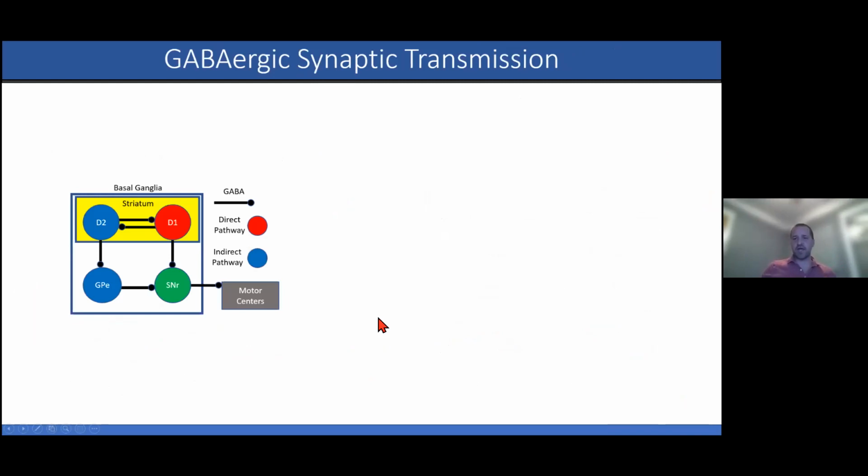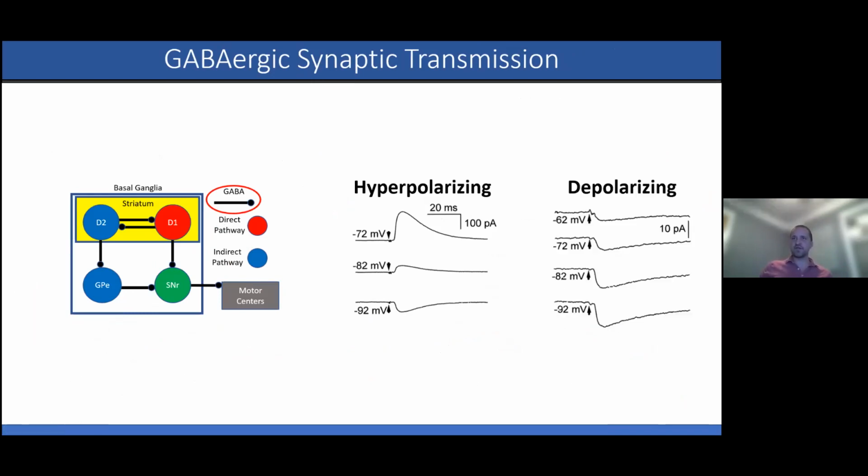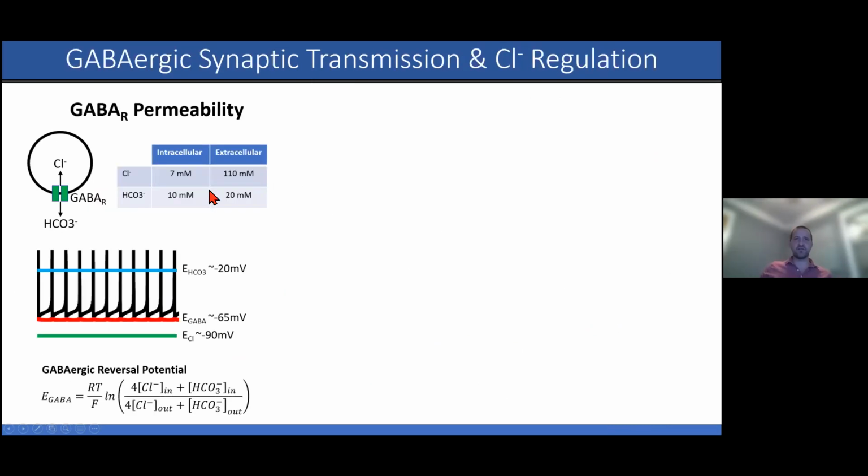All right, so what I didn't quite highlight yet is that these inputs into the SNR from the D1 or the direct pathway and indirect pathway, these are GABAergic synapses. And typically you think of GABAergic synapses as being inhibitory, which usually they are, but it's also known that they can be depolarizing. And this depends on the intracellular chloride concentration. And to get a better understanding about that, I'll talk a little bit about the basics of GABAergic synaptic transmission.